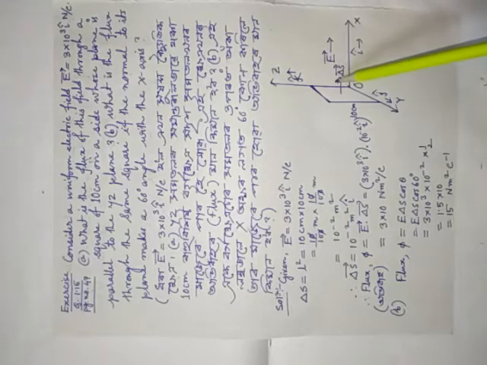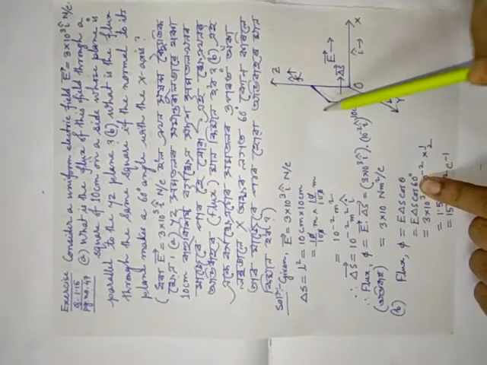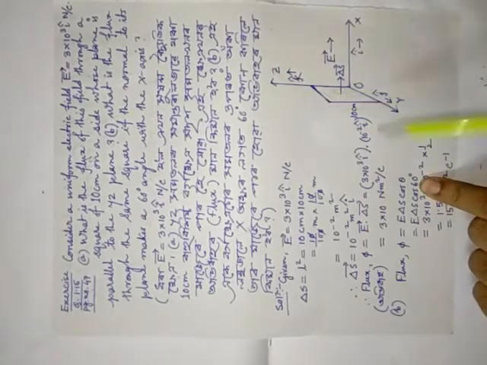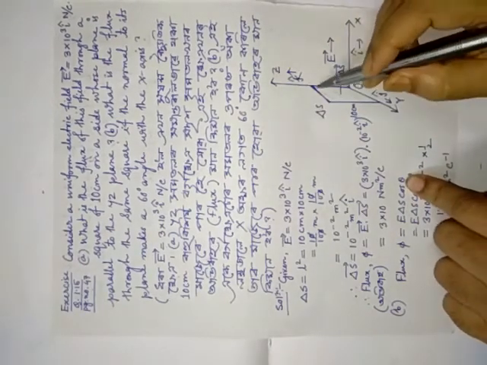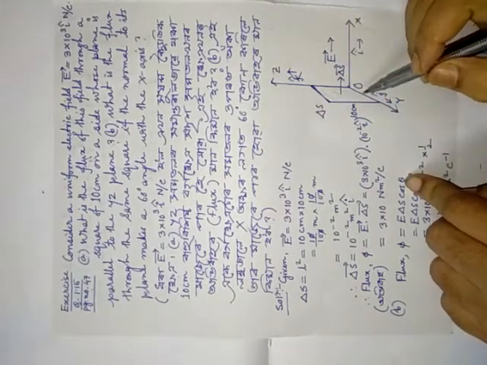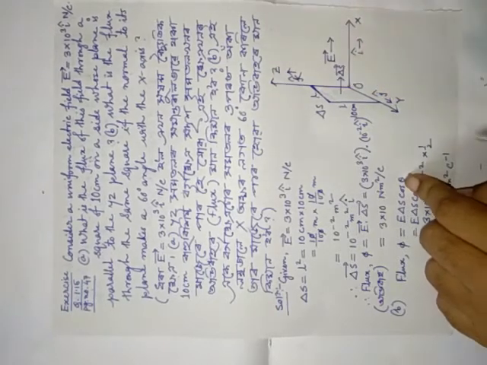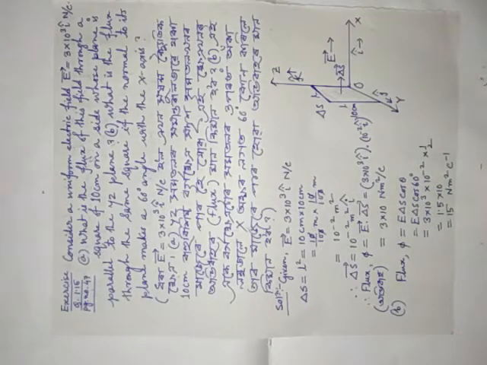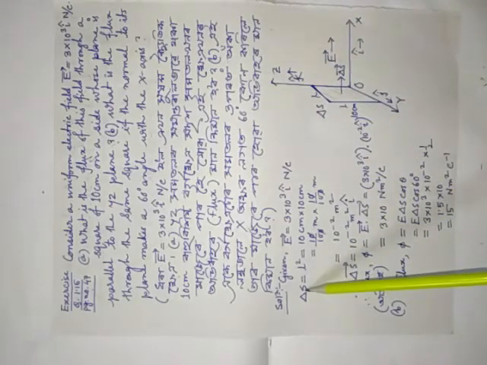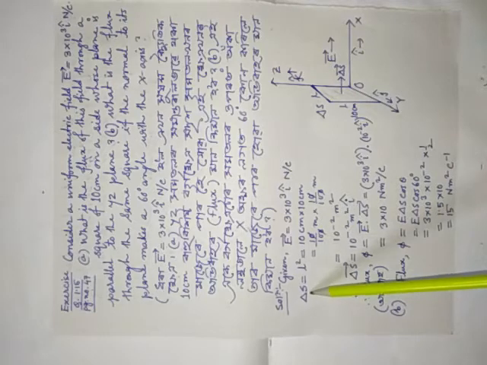Okay, and delta S vector. Suppose area of this plane is delta S. That means magnitude of this area is delta S. Since this is a square, area will be what? L square. If one side is L, the other is also L. L square, or you can write L into L. Delta S equal to L square, and it is in YZ plane.